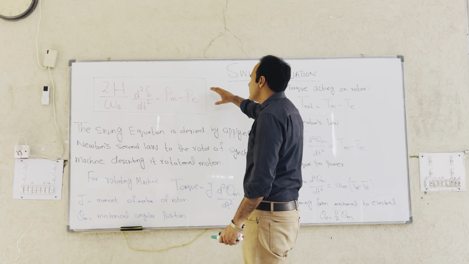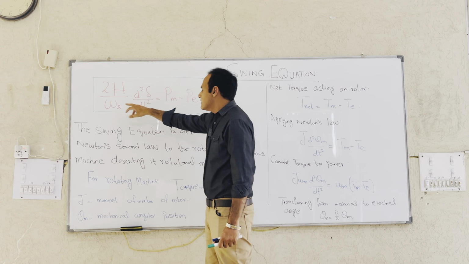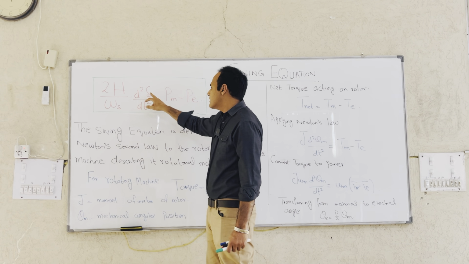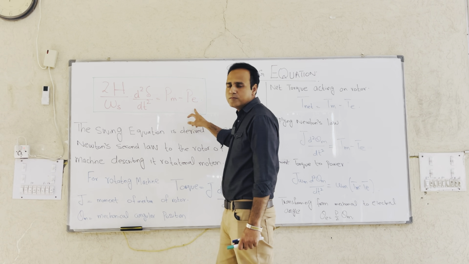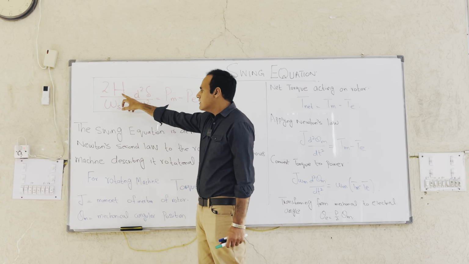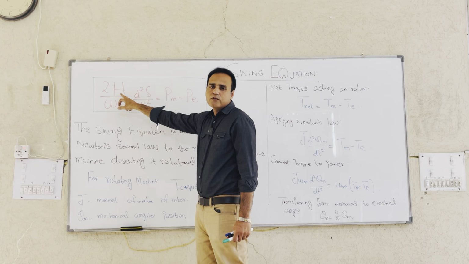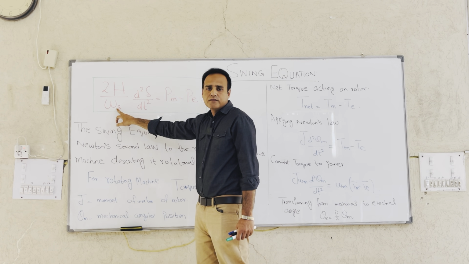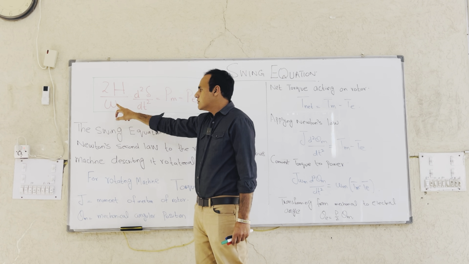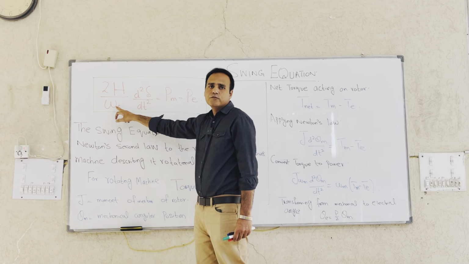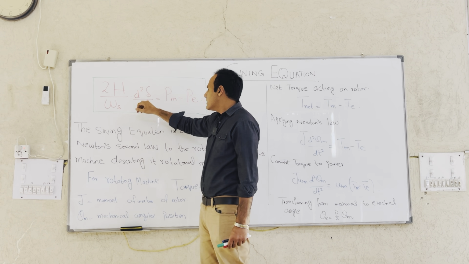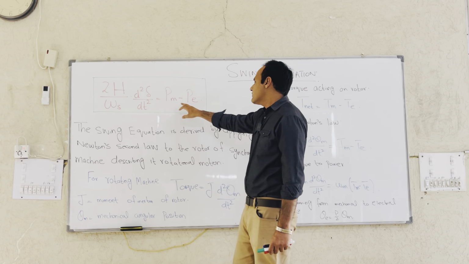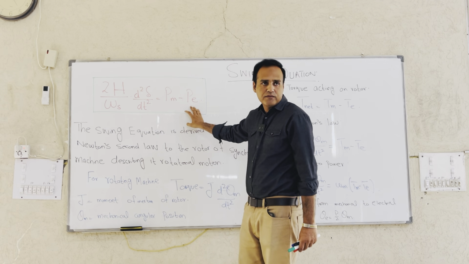This is now the swing equation: 2H over omega_s times d square delta by dt square is equal to Pm minus Pe, where H is the inertia constant or moment of inertia. Then we have omega_s, which is the synchronous frequency or speed of the machine. Then we have the acceleration, d square delta over dt square, and then we have the mechanical and electrical power.